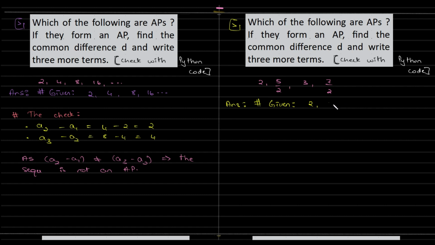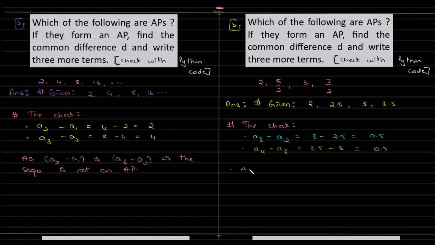Okay, for ease of doing, I'll write this as 2.5 and this is 3 and this is 3.5. Next we have to check. We can check all of this by taking any two consecutive terms. I'll go with A3 minus A2: 3 minus 2.5. Clearly this is 0.5. And A4 minus A3, 3.5 minus 3, which is nothing but 0.5 again.